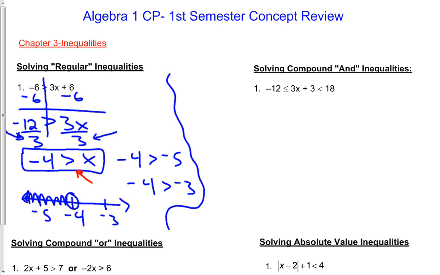All right, so those are the basic kind, the regular kinds. Now compound and. We call this compound for one reason. It looks more complicated than the regular ones that we just did.